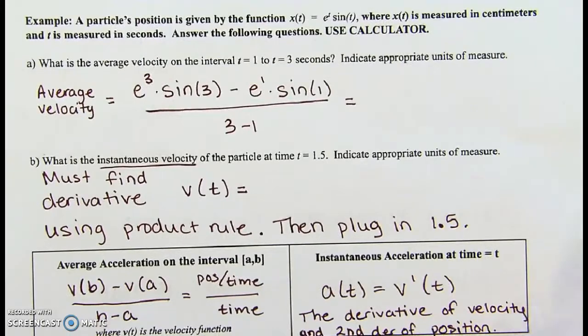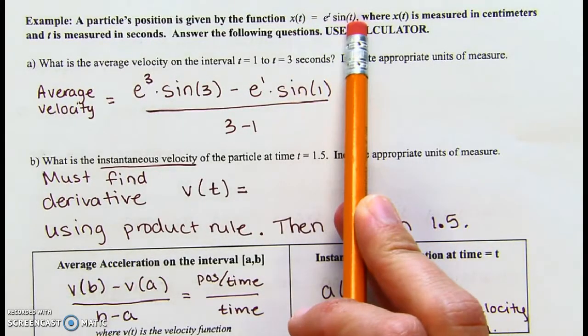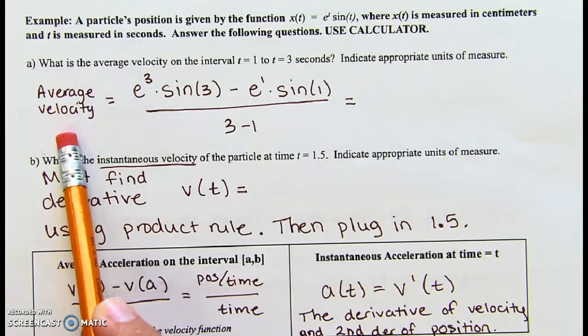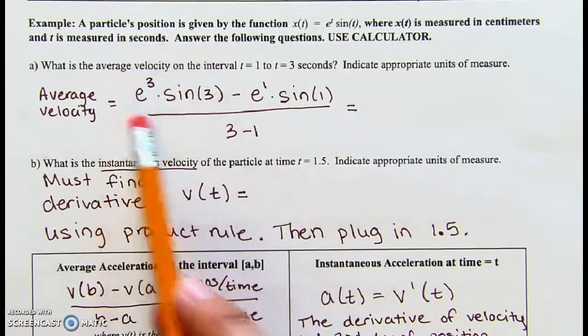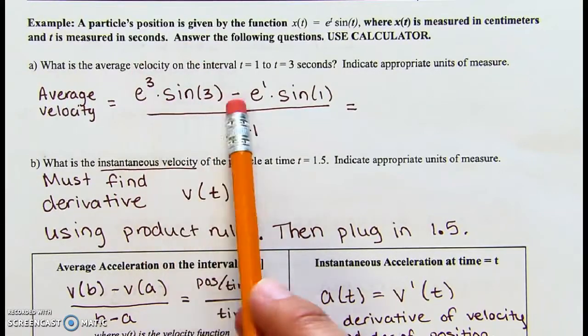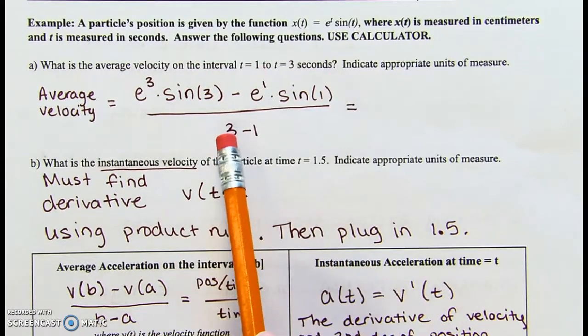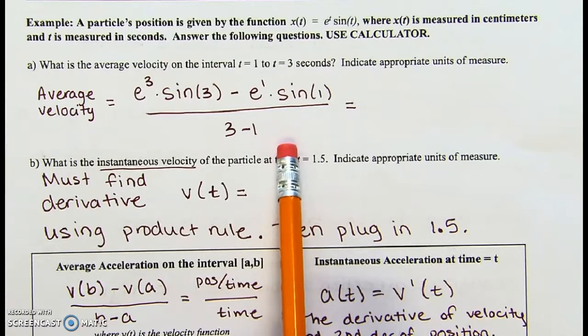Okay, so here's a function for position, and this says to find the average velocity, and we're looking at time between 1 and 3. So do you see how we plugged in 3? So y2 minus y1 over t2 minus t1.